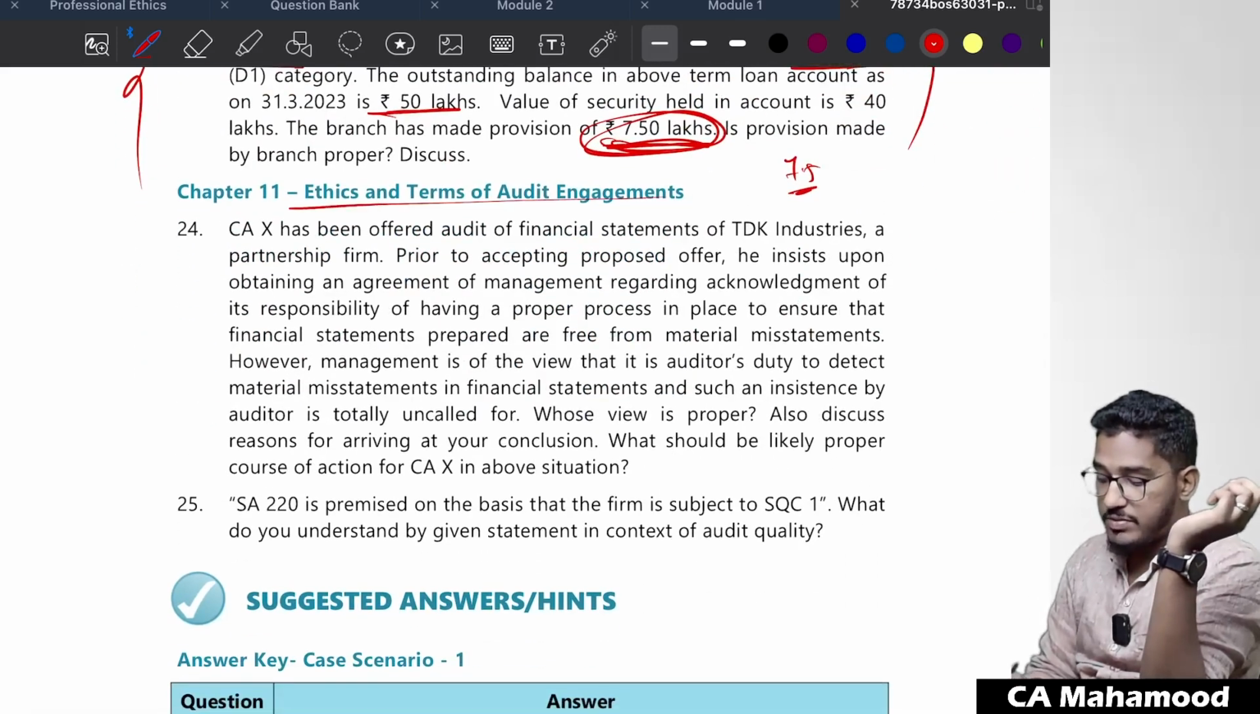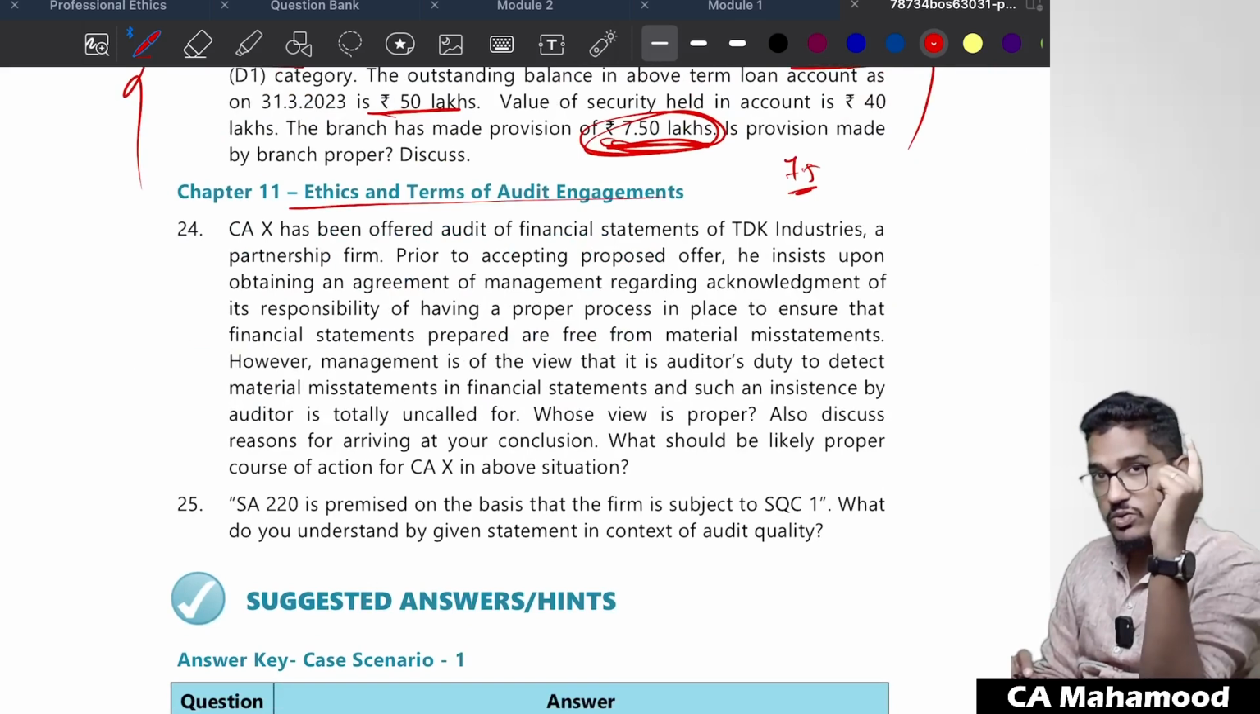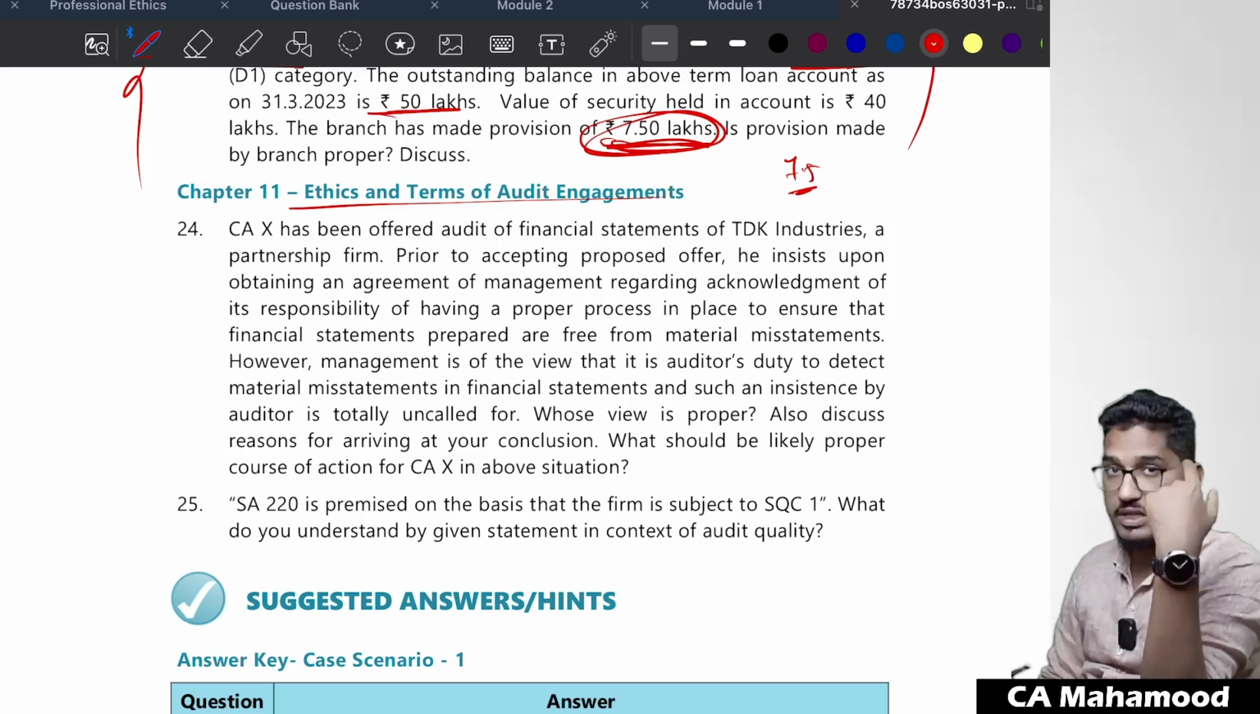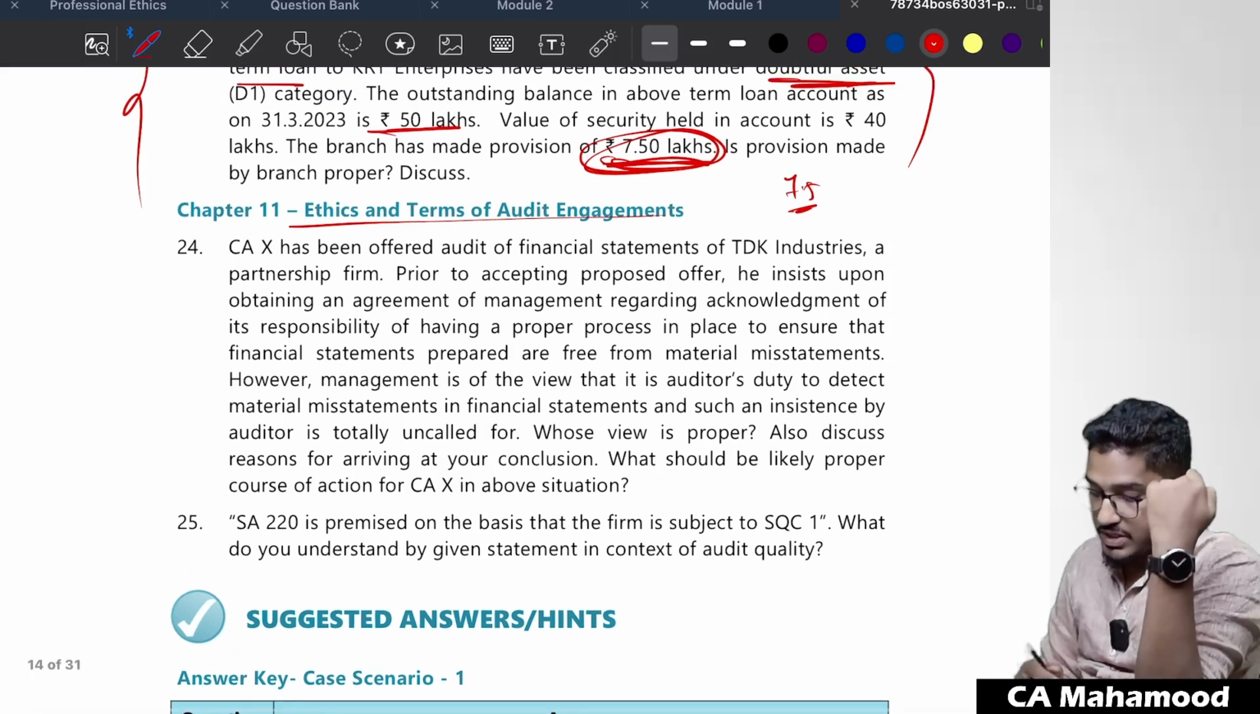Next, ethics and terms of engagement. In our material, we have actually combined this chapter also with nature, objective and scope of audit because of its importance. I don't want to keep it at the last, so that's why I have clubbed it with nature, objective and scope. Let us see the questions now.